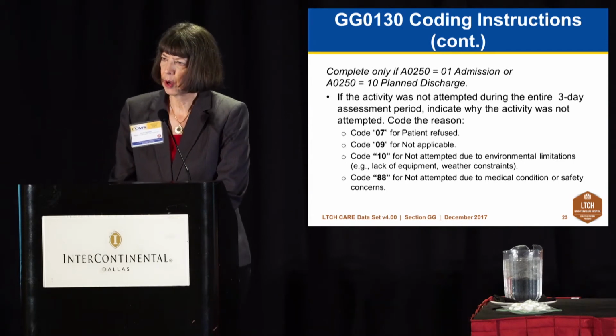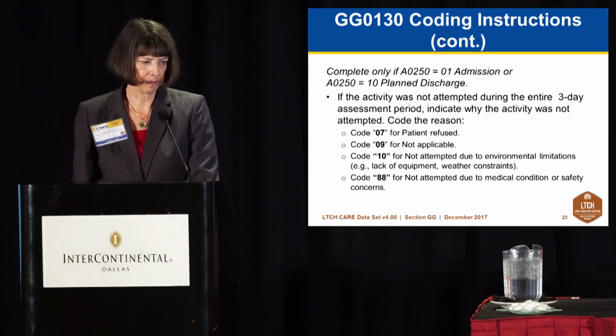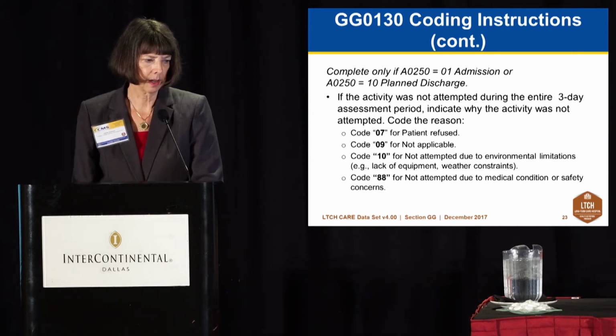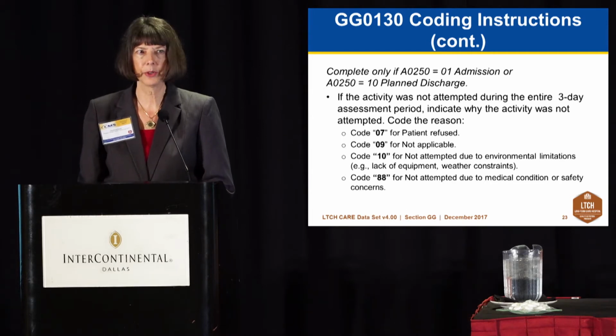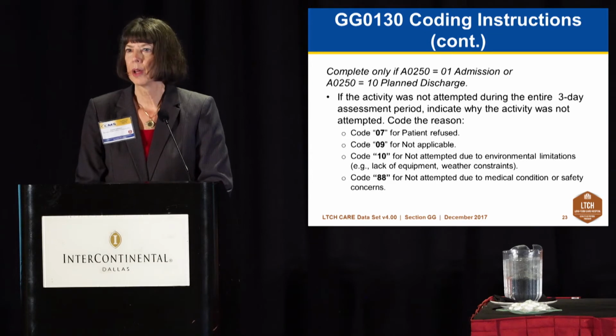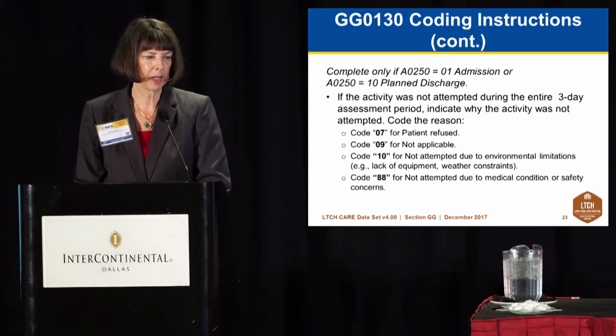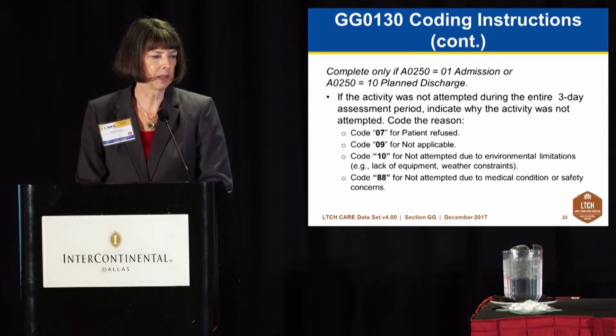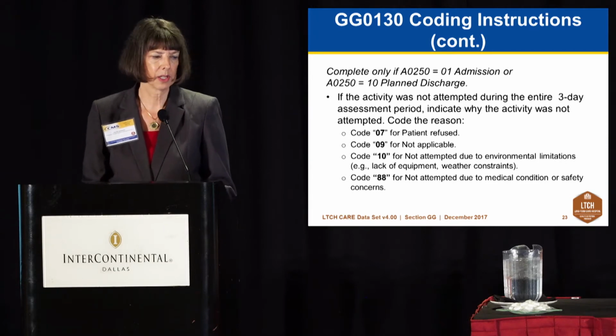So we're going to go over the coding instructions, and these coding instructions include if the activity was not attempted during the 3-day assessment period, and so we have indicators as to why that did not happen. You would use, of course, 07 as you have been if the patient refused, code 09 for not applicable, and the code 10 we talked a little bit about that before, that we don't anticipate that LTCHs will need to be using that code. And then there's code 88 for not attempted due to medical condition or safety concerns.